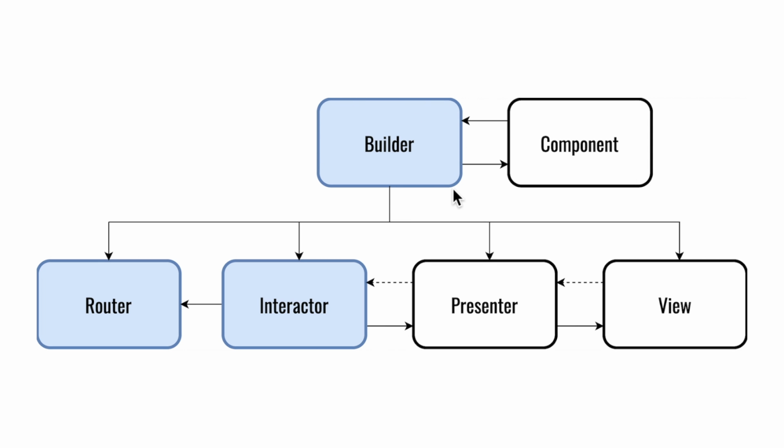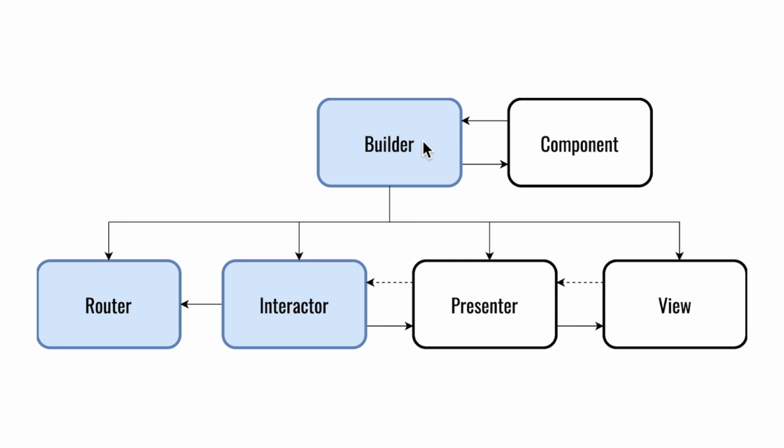The part that the builder plays is to create all the RIBs classes. Why do we always call it a rib? Because every functionality in the RIBs architecture is represented with the help of the rib structure. In a rib, R is router, I is interactor, B is builder. That's why we call it the RIBs architecture, because these are the three major components that formulate the RIBs architecture. And the component is the layer which supplies all the dependencies to the builder.